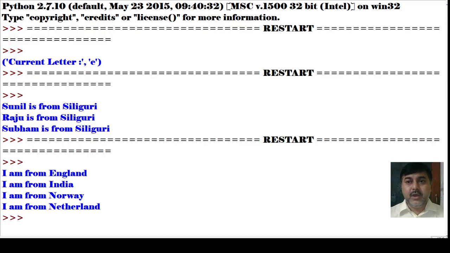Now you see this particular part. In this part, see what I said: I am from England. Okay, I am from India. Then in the third phase, when there is nothing, inside the control Norway has been given, so it has extracted that value. And again it will come and check whether any value for the country has been given. Yes, Netherlands, then it will take out the Netherlands and print that value.